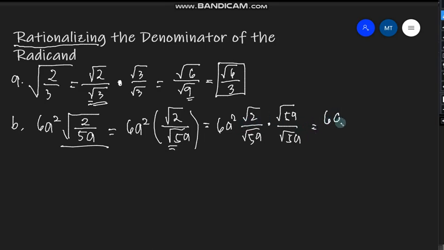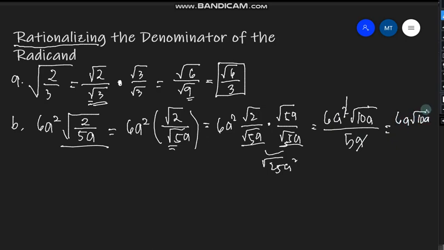So, you now have 6a squared square root of 10a all over your 5a. Okay, that's 5a, because when you multiply, this will become 5 times 5, 25a squared. This will be square root of 25a squared, wherein you know that square root of 25a squared is the same as 5a. And you can now remove the a there and your 1a there. So what's left there is 6a square root of 10a all over 5.